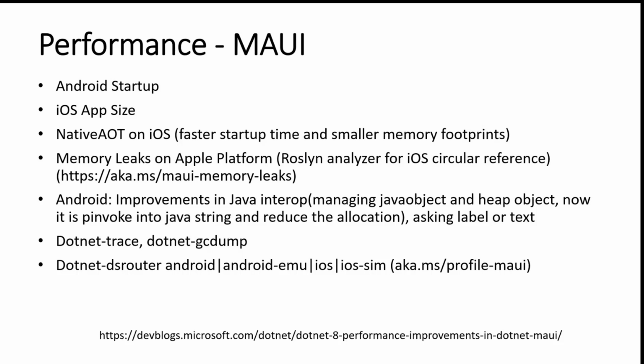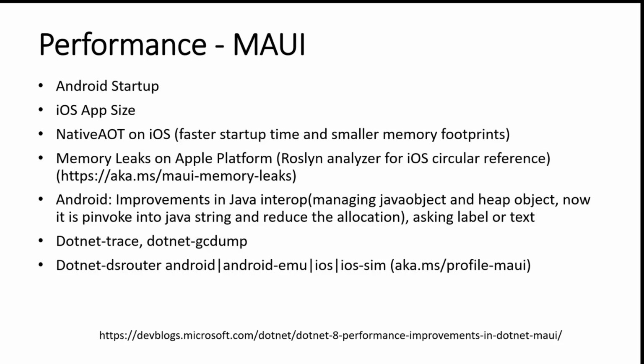Memory leaks, they fixed, and then there are the Android improvements in Java interop, how you do the text and label mapping. Going from the MAUI mapping to the Java mapping was more memory intensive before, and now they optimized that. Any application you take has lots of text boxes and labels. If you have a label-centric application that creates a lot of labels, you would have a performance problem, and that is being addressed in MAUI.